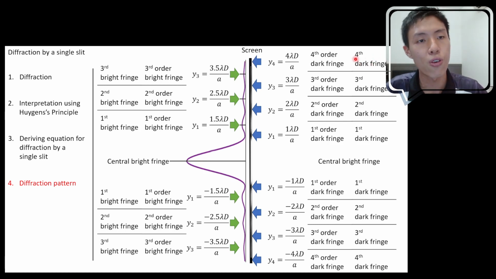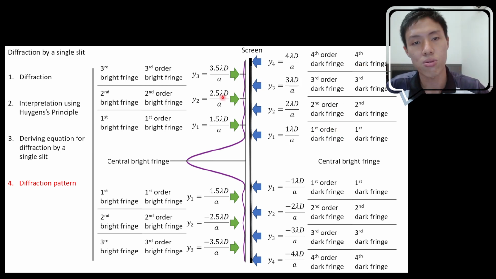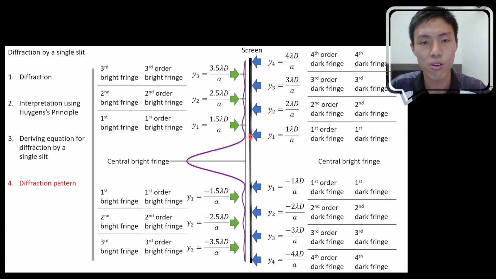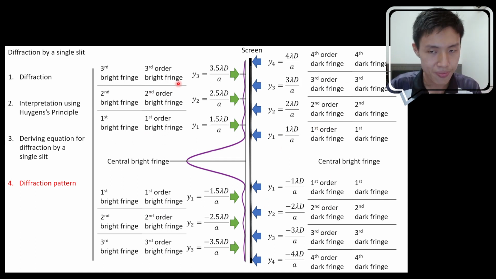Okay, so for the names that don't have the word order, you have to count out from the central bright, which is the first time, second time, third time, fourth time I see it. If there's the word order, then you need to know what is the value of m that you need to substitute, and that value will be the value put in front of the word order. You can refer to the whole table over here to understand everything clearly.